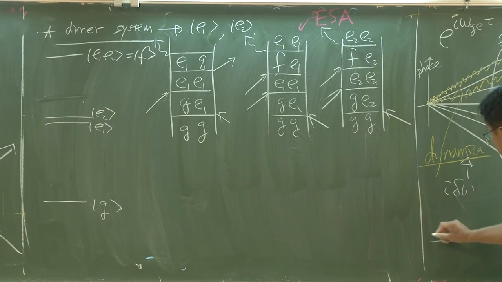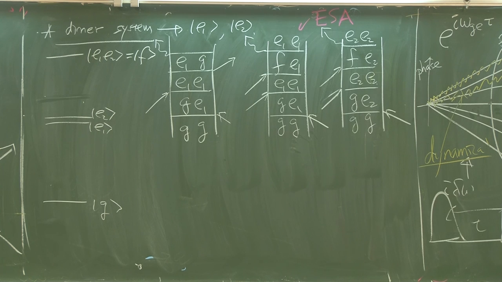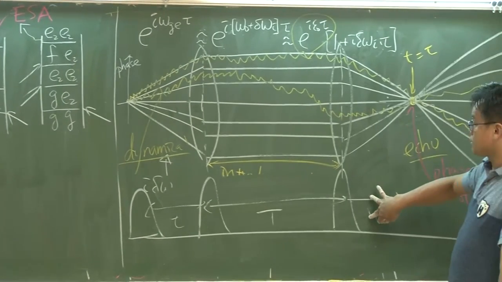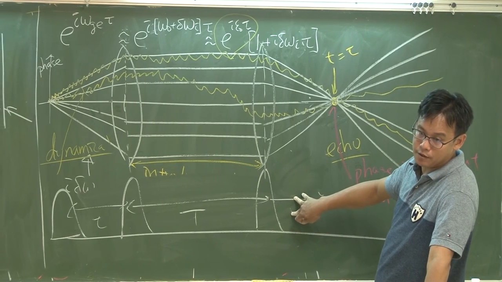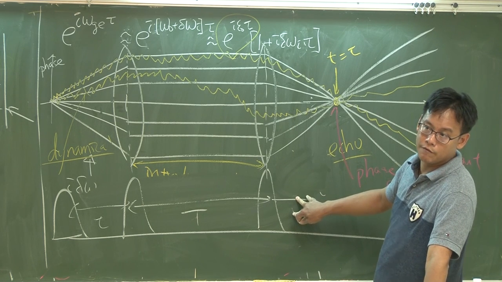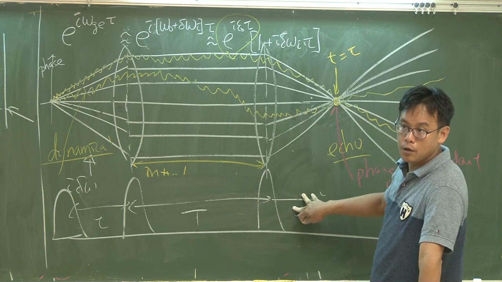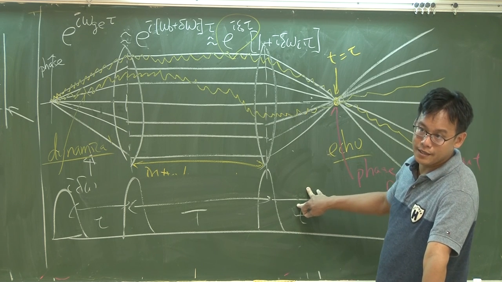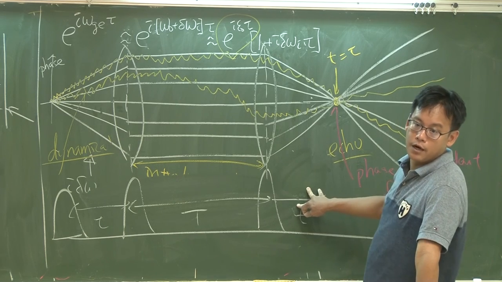In this experiment, you have a first pulse, second pulse, third pulse. So you have a tau, population time, and refreshing time t. Now, if you carry out the measurement by sending the signal at the phase matching direction minus k1 plus k2 plus k3 into a spectrometer and measure the spectrum of the signal. Normally, this is done by combining this emitted signal with a local oscillator and performing a so-called heterodyne detection.